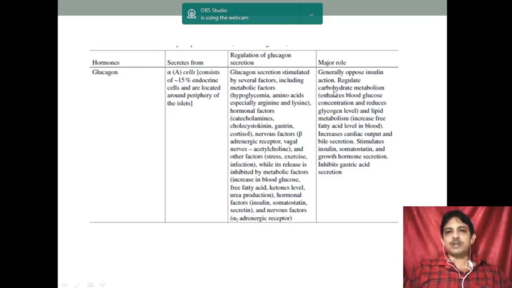What is the major role? The major role is the action of glucagon. It regulates carbohydrate metabolism, enhancing blood glucose concentration and reducing the glycogen level. In lipid metabolism, it increases free fatty acid level in blood. It increases cardiac output and bile secretion, stimulates insulin, somatostatin, growth hormone secretion and inhibits gastric acid secretion. So these are the major roles of glucagon.